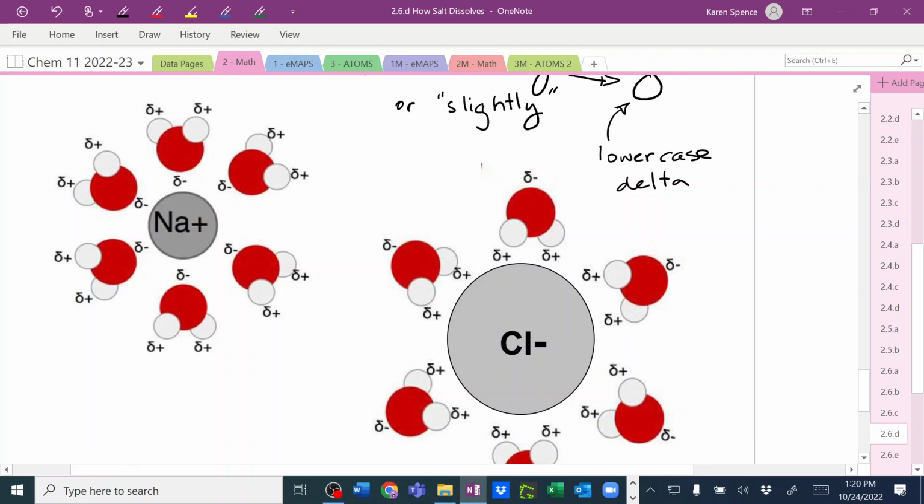Oh, it's because that's easy to draw, right? I mean, honestly, it's a three-dimensional thing, so it's actually a sphere around them. It would surround them to whatever extent is possible.